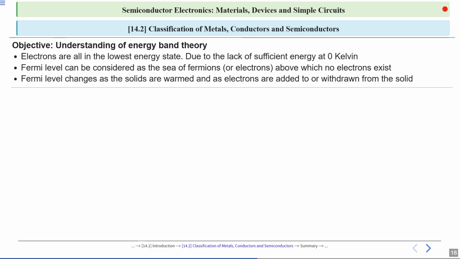The Fermi level is the energy level at which electrons occupy states at absolute zero. In solids, it shifts with temperature and electron concentration. When a solid is warmed, thermal energy increases electron movement, raising the Fermi level. Adding electrons increases the Fermi level, while removing them lowers it.